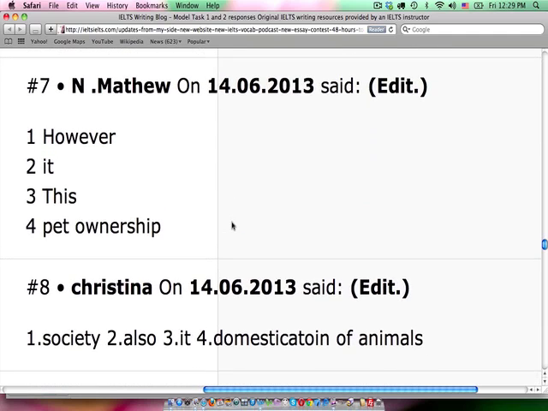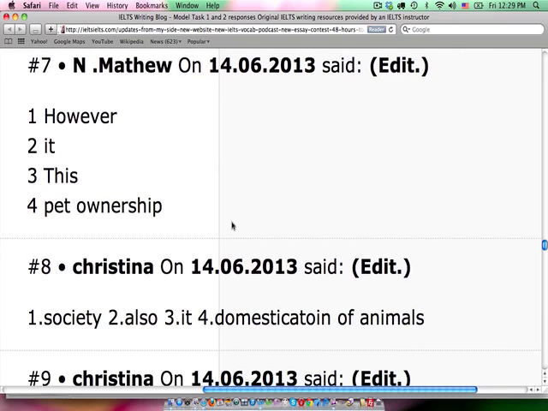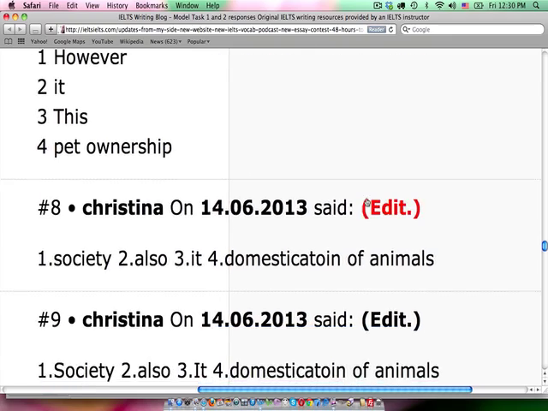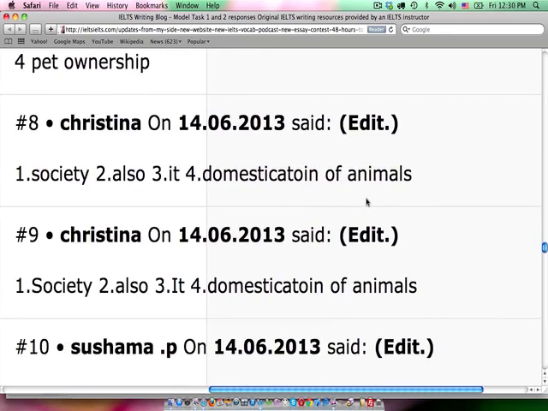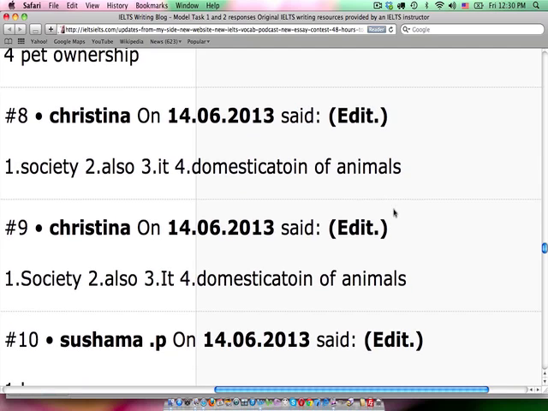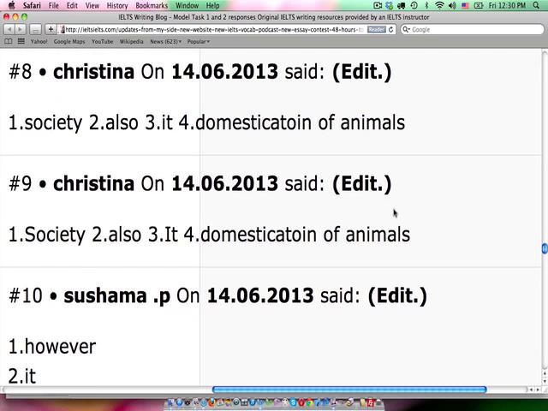Okay, Matthew, however, no, like we said before. "It," no, "this," yes, and "pet ownership." So, "the positive nature of pet ownership makes it clear." Good, thank you. Good suggestion there with pet ownership. Thanks, Matthew. Christina, "society," unfortunately not, because we have that little comma there, so it would make it awkward.